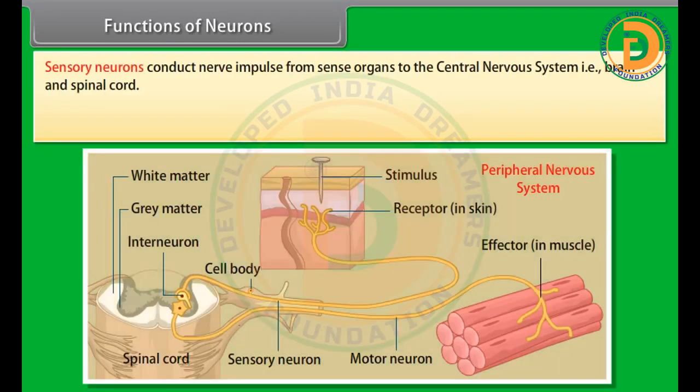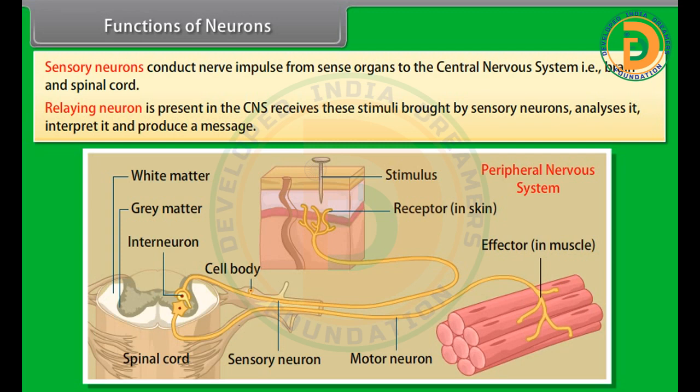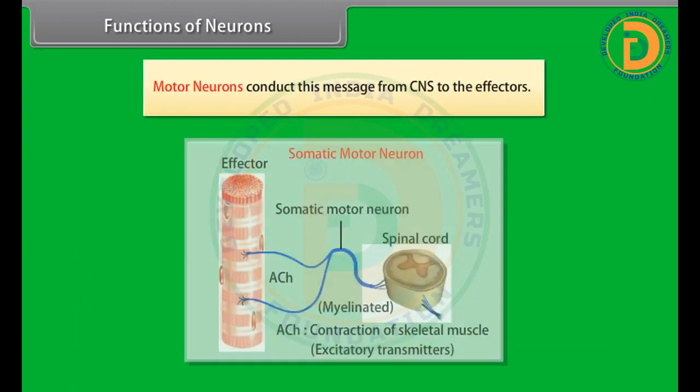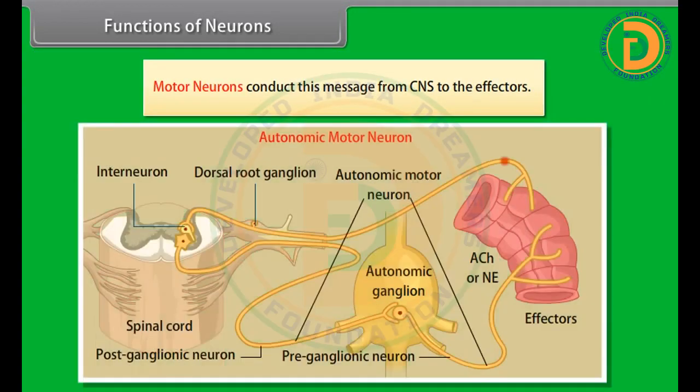Functions of neurons. Sensory neurons conduct nerve impulses from sense organs to the central nervous system, that is, brain and spinal cord. Relaying neuron is present in the CNS, receives these stimuli brought by sensory neurons, analyzes them, interprets them, and produces a message. Motor neurons conduct this message from CNS to the effectors.